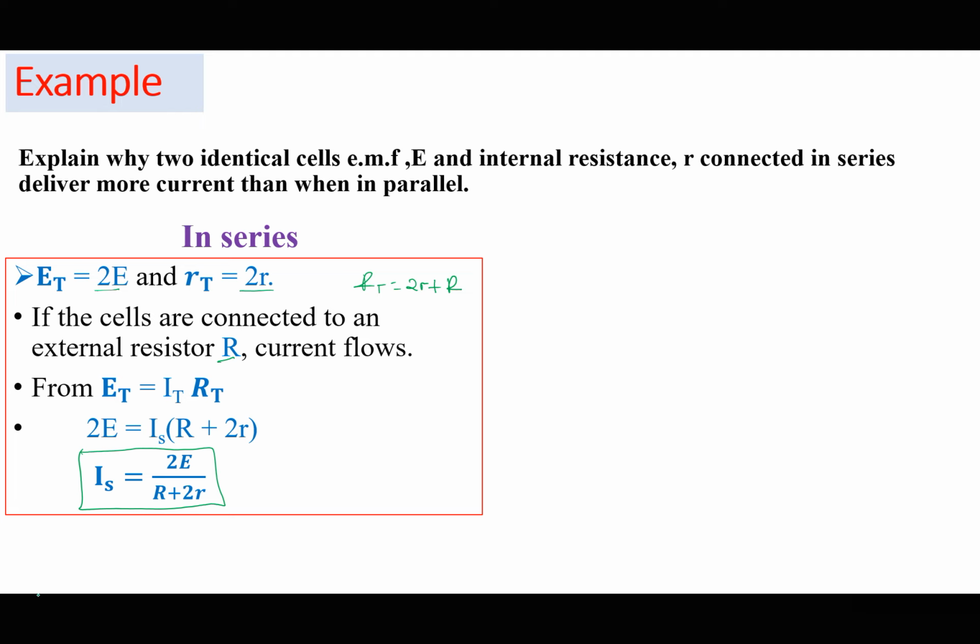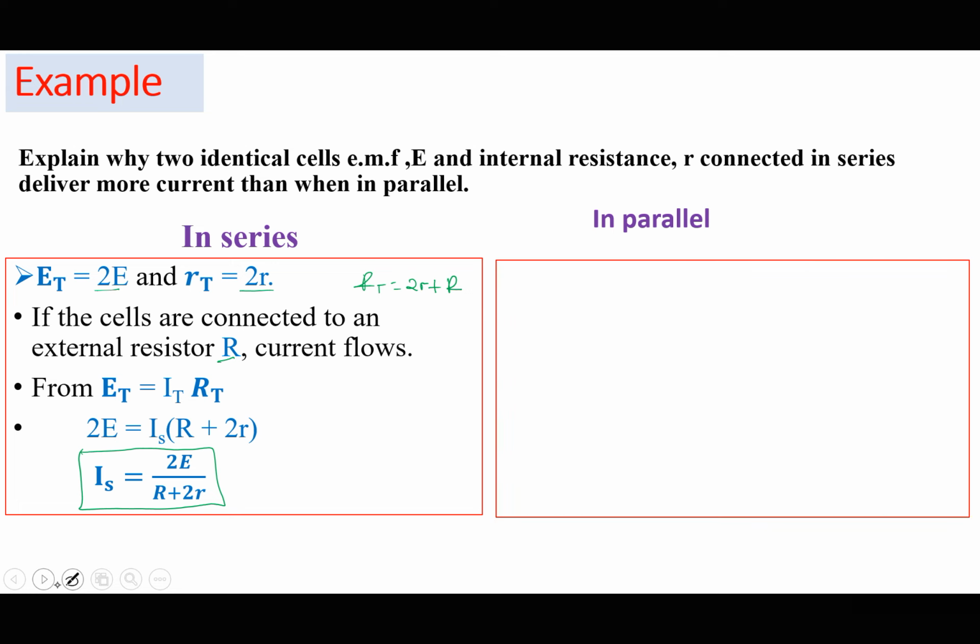Let's think of a situation when they are in parallel. Suppose they are joined in parallel. If they are joined in parallel, remember total EMF is just the EMF of just one. So effective EMF is just the EMF of one cell. If they are joined in parallel, total internal resistance is half of the resistance of just one. That is the effective internal resistance.